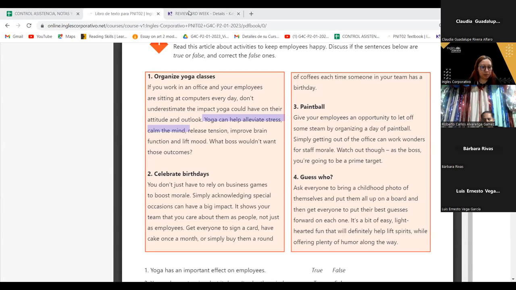Okay. Thank you. Room number four, Barbara and Luis Ernesto, very good job. Those are good ideas to keep them motivated and healthy and happy.